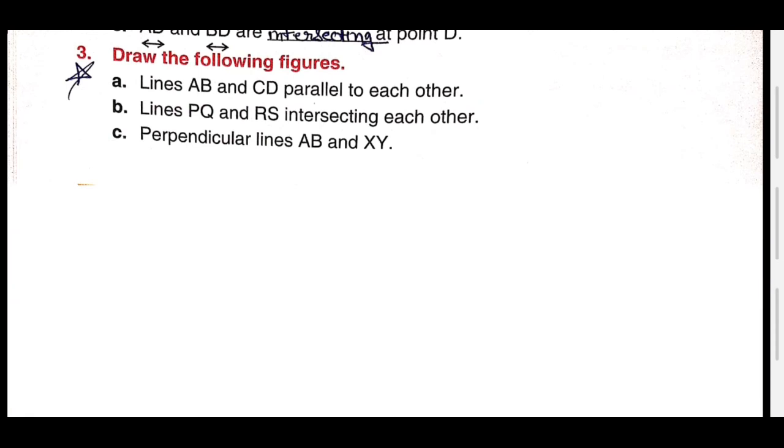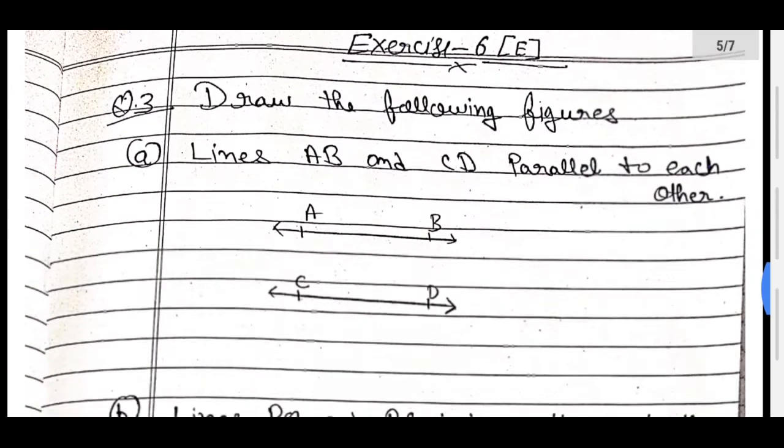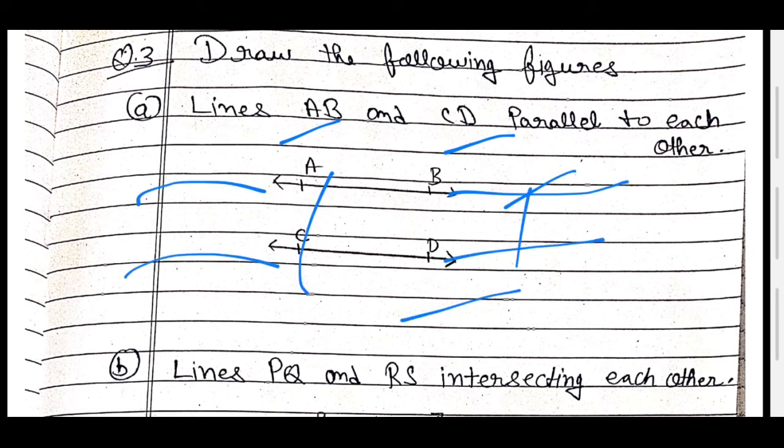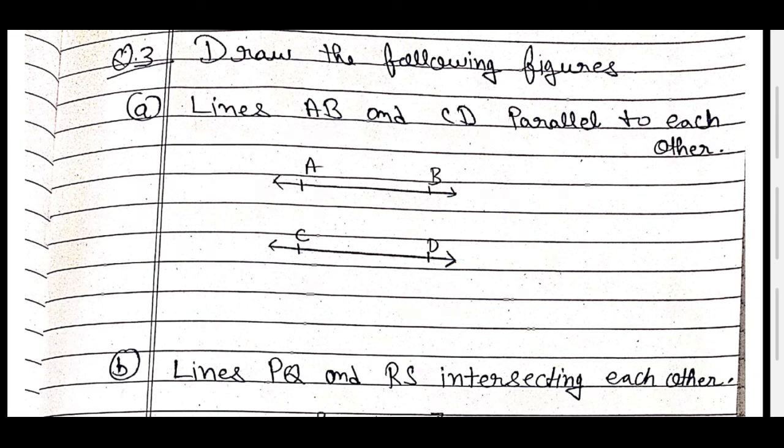Draw the following figure. Line AB and CD are parallel to each other. You have to draw what? Line AB and CD are parallel to each other. So draw one line AB, second line CD. They are parallel to each other because when you extend them, they never meet, and the distance between them is always equal. When you extend like that, the distance between them is the same.